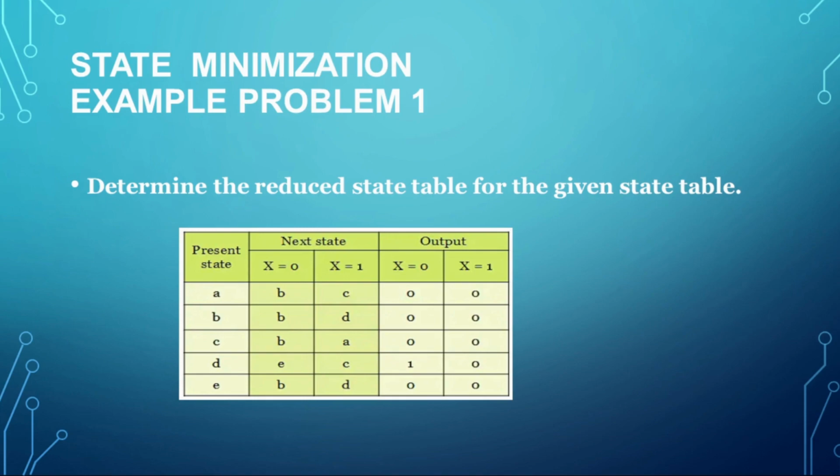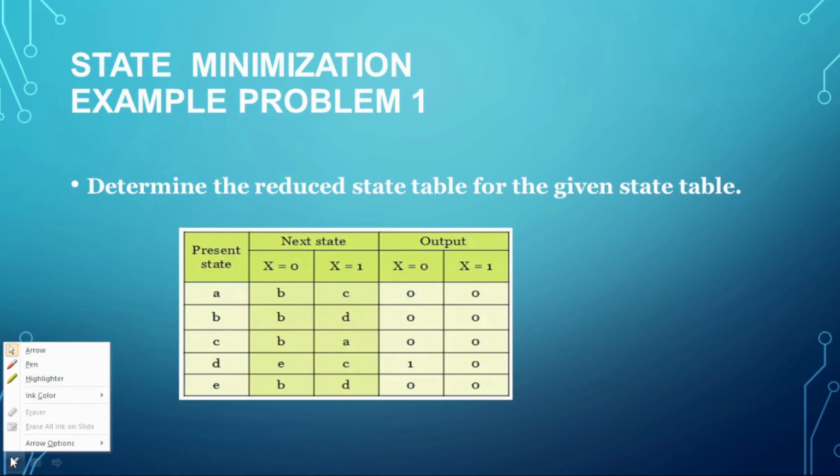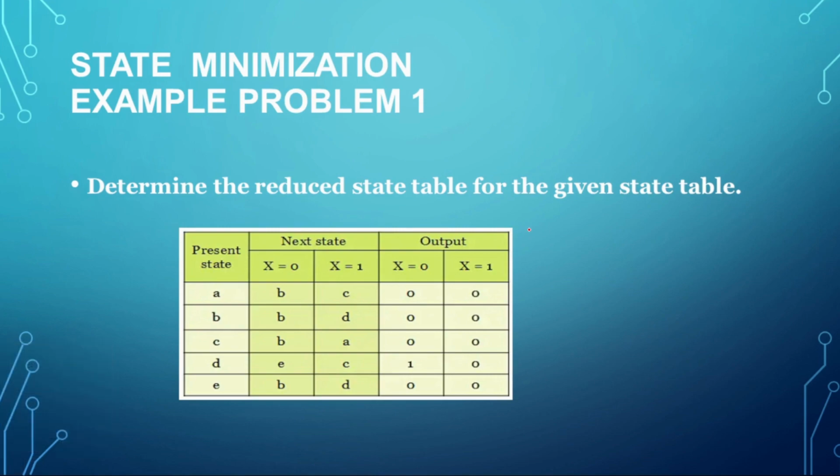State minimization. Example problem 1. So this is the given state table. You need to reduce this state table. This is the question, and in this state table, how many states do we have? A, B, C, D, E. So totally here we have 5 states, right? These 5 states will be reduced to either 4 or 3.